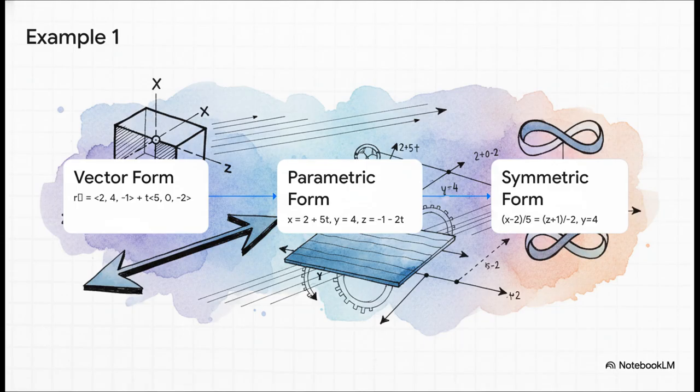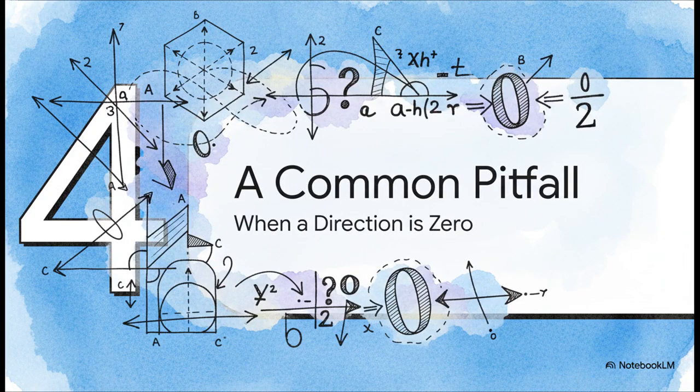For parametric, we just break it down. X is 2 plus 5t. Z is -1 minus 2t. And y? Well, y is just 4. That 0 in the direction vector is interesting, isn't it? And yeah, that's going to lead to a little trick when we get to the symmetric form. Okay, let's pause for a second because this is one of those spots where it's super easy to make a mistake.